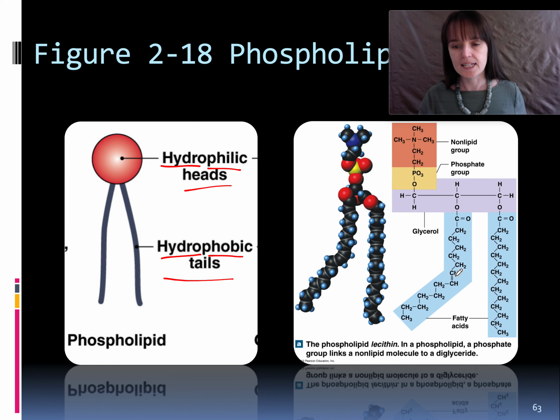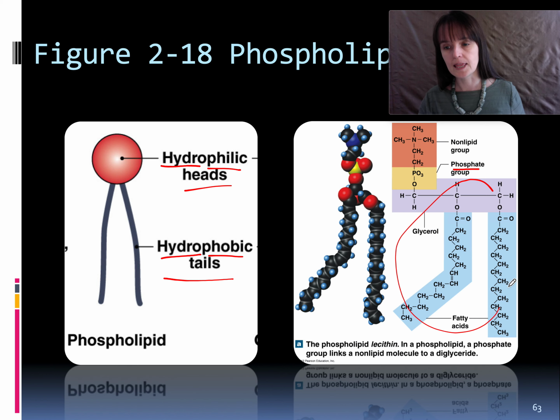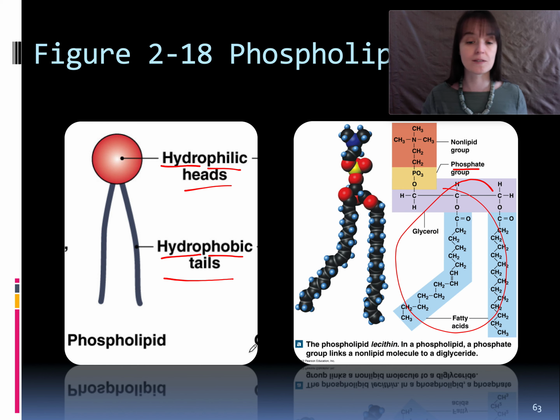Okay, and then here is what a phospholipid looks like. See, the backbone is the glycerol, and then the two fatty acids. It's like a diglyceride plus a phosphate, so it's a phospholipid. Get it? Phospholipids. And then there's this other part that we're not concerned with because this is not a chemistry class.